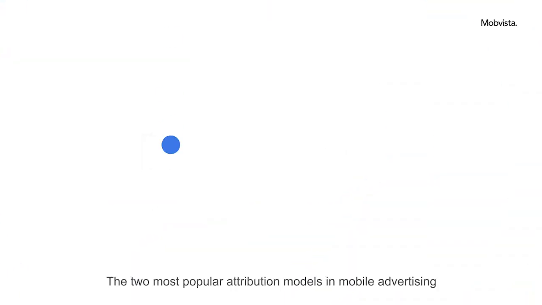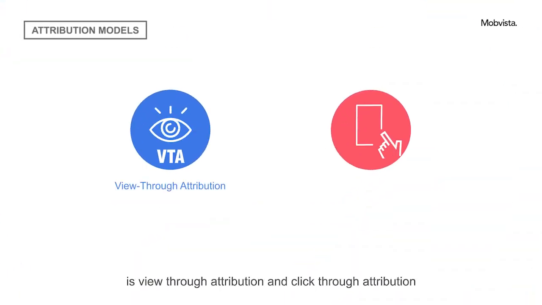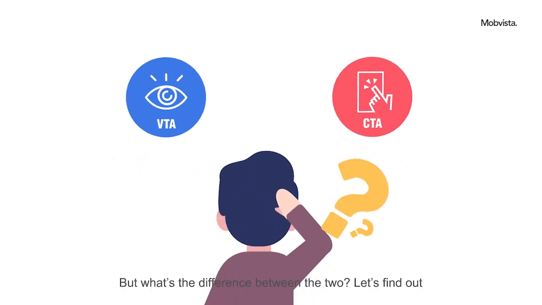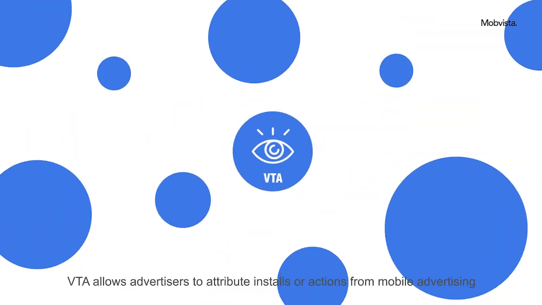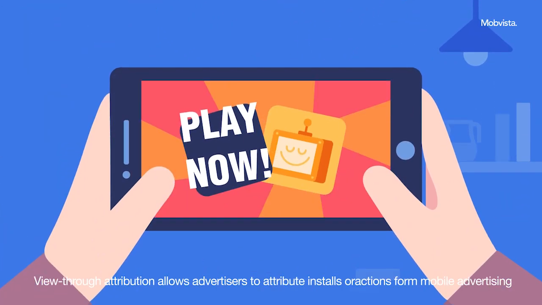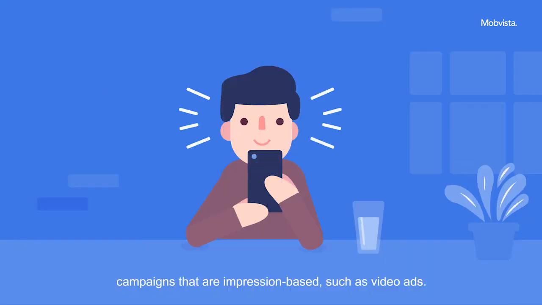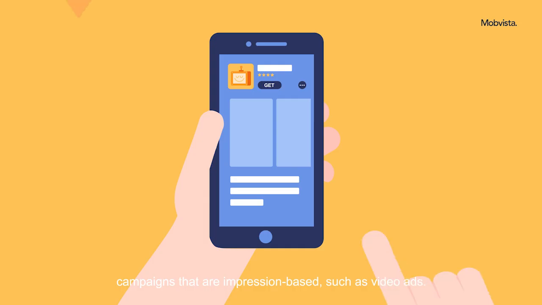The two most popular attribution models in mobile advertising are view-through attribution and click-through attribution. But what's the difference between the two? Let's find out.